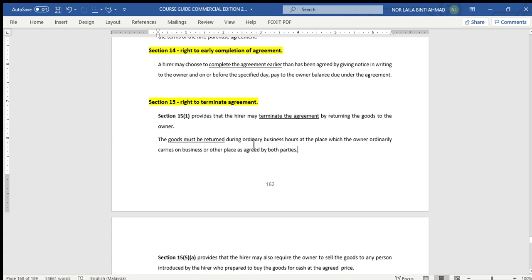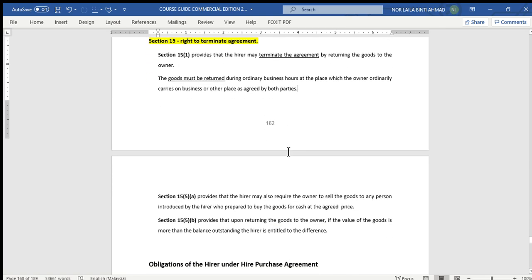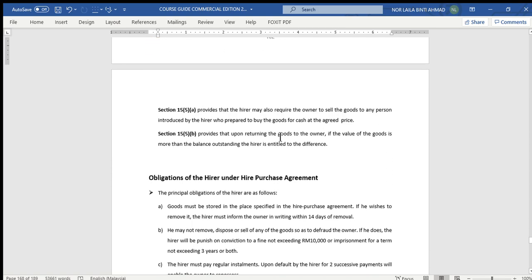And last but not least is Section 15, right to terminate the agreement. Okay, the hirer may terminate the agreement based on Section 15 subsection 1 by returning the goods to the owner. So dia boleh terminate, dia boleh cancel the agreement. Goods must be returned during ordinary business hours at the place at which the owner ordinarily carries on business, other place as agreed, or other place agreed by both parties. However, you must take note of these two provisions.